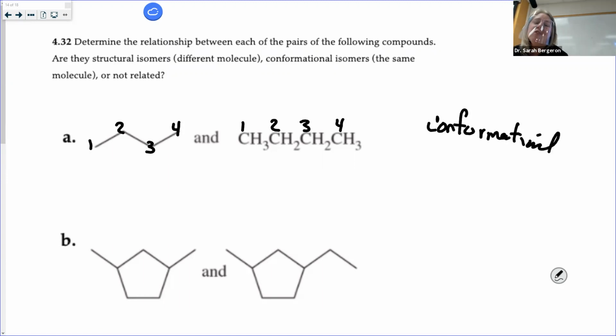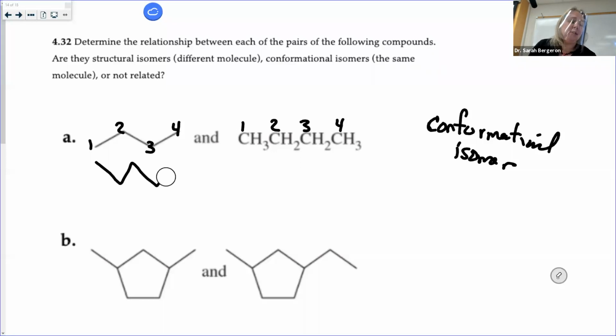That's right, conformational, because it's the same molecule, you're just drawing it two different ways, right? One's a skeletal diagram, one's a condensed structural formula. Doesn't really matter. I could have taken this and drawn it this way: 1, 2, 3, 4, erase that one. And I still have 1, 2, 3, 4 carbons. It's the same molecule, right? So this is a conformational isomer.